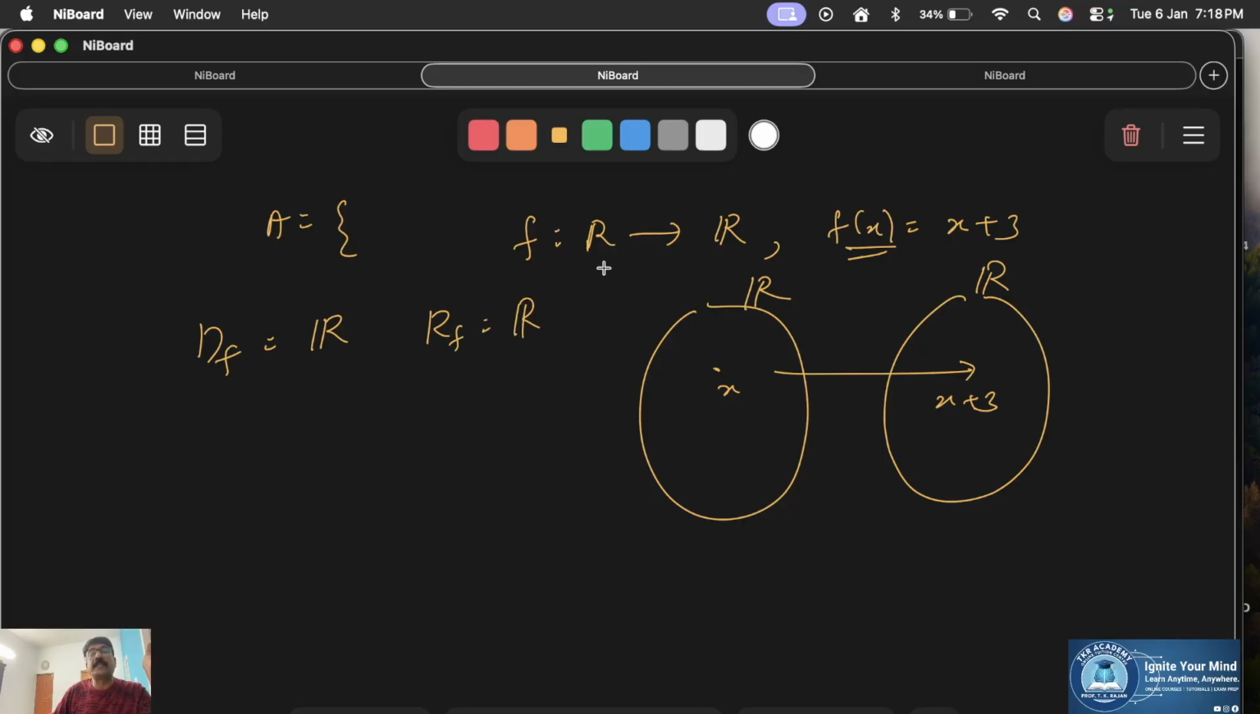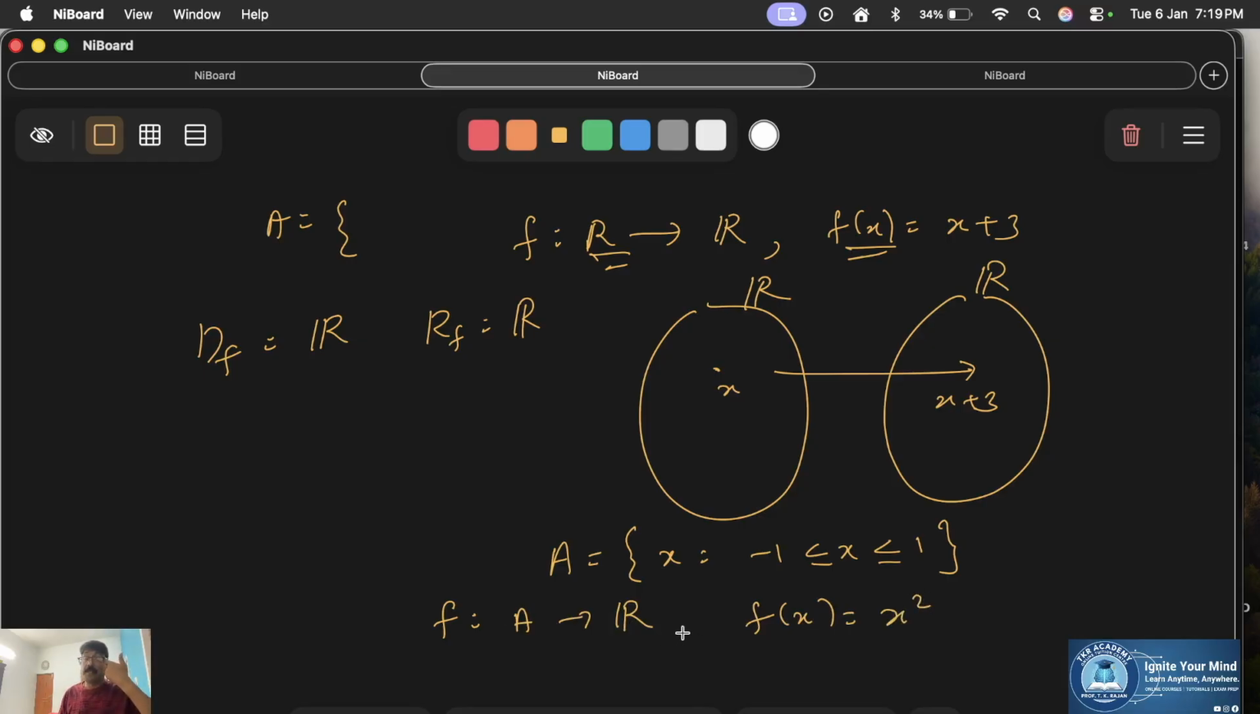Instead, I am restricting this domain as something like all the real numbers in between -1 and 1, or -1 less than or equal to x less than or equal to 1. Suppose this is our A, and we are defining a function f from A to R by f of x is equal to x square, or y is equal to x square. Now, what is the domain of f? What is the range of f?